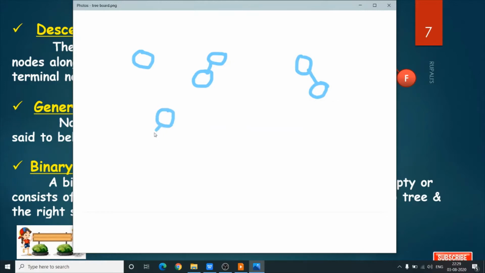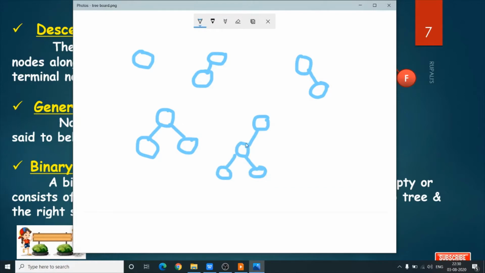And is this a binary tree? Here the degree is 2. These two are 0. Is this a binary tree? The degree is 1 for this node, it is 2 for this node, and for these two nodes it is 0. So, this is a binary tree. Is this a binary tree?